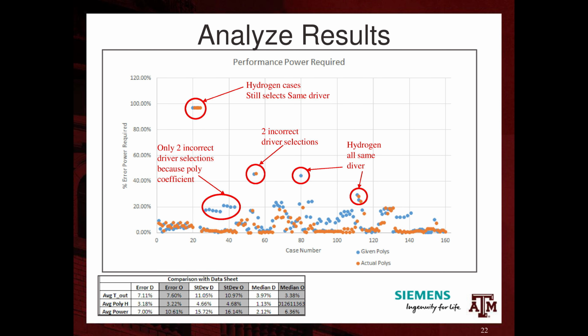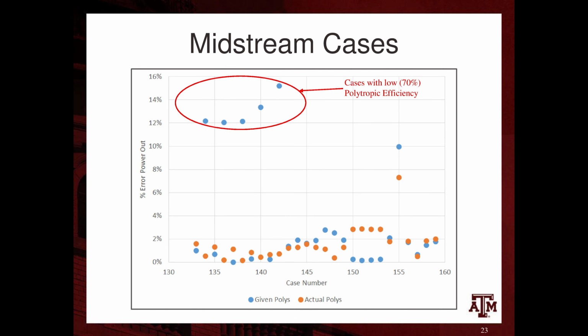Continuing with the trend, the power output also shows that non-midstream gases average a higher error than common midstream gases. If we focus only on the midstream cases, the error drops to under 2% on average, which is excellent as this is a mainly midstream focused app.